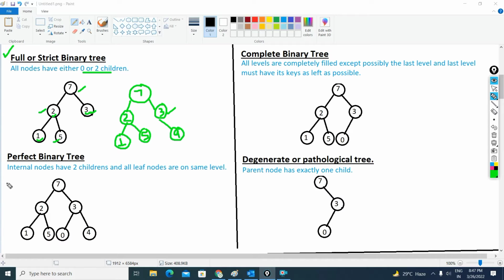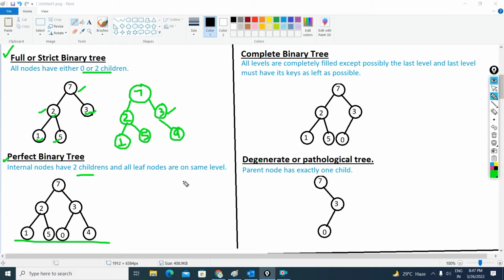Now the next one is the perfect binary tree. In the case of a perfect binary tree, internal nodes have 2 children and all the leaf nodes are on the same level. You can see in this tree also, all the internal nodes have 2 children and the leaf nodes are on the same level.